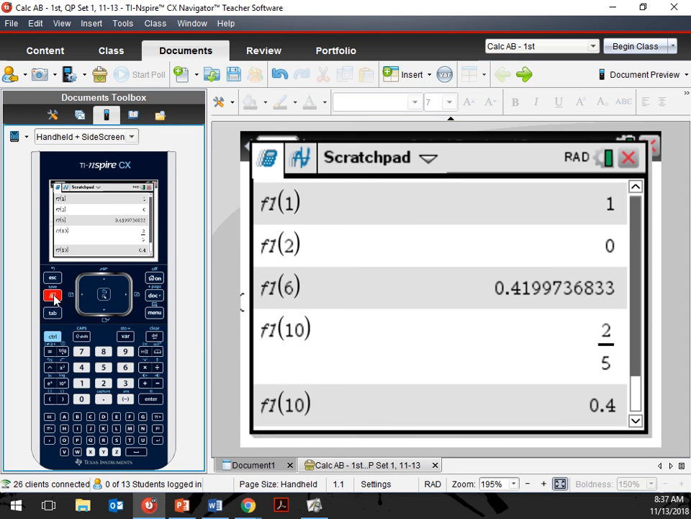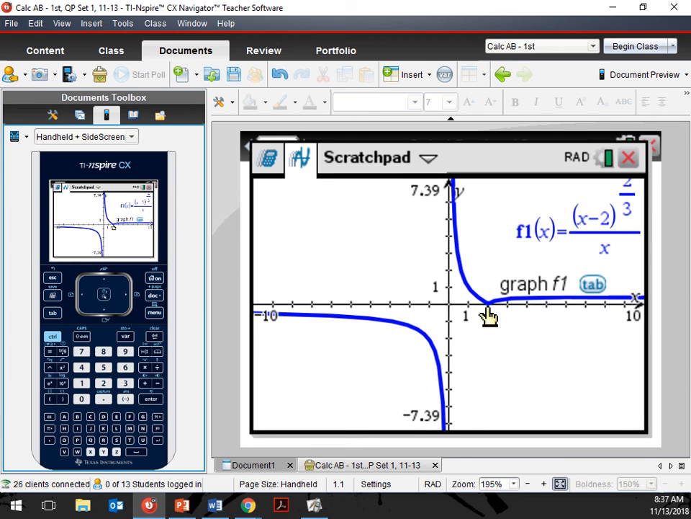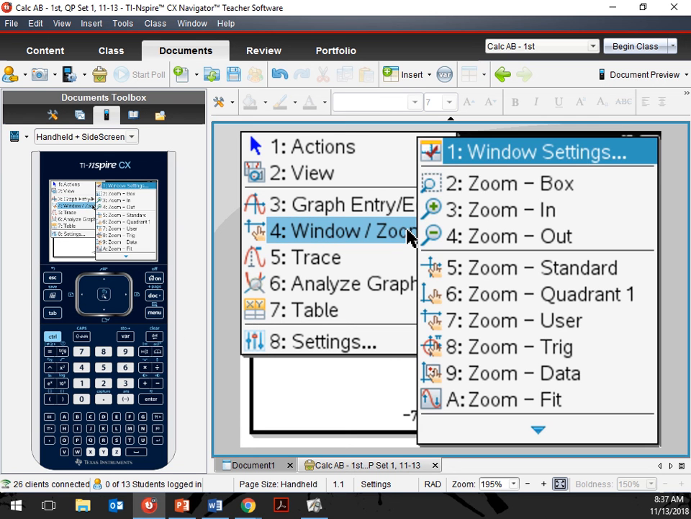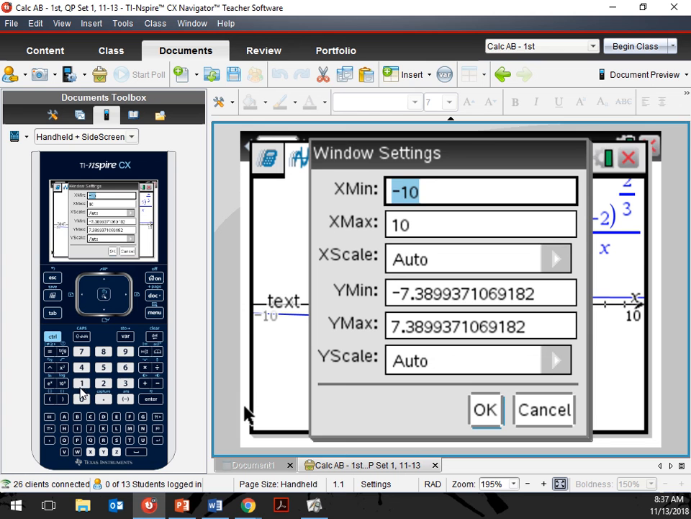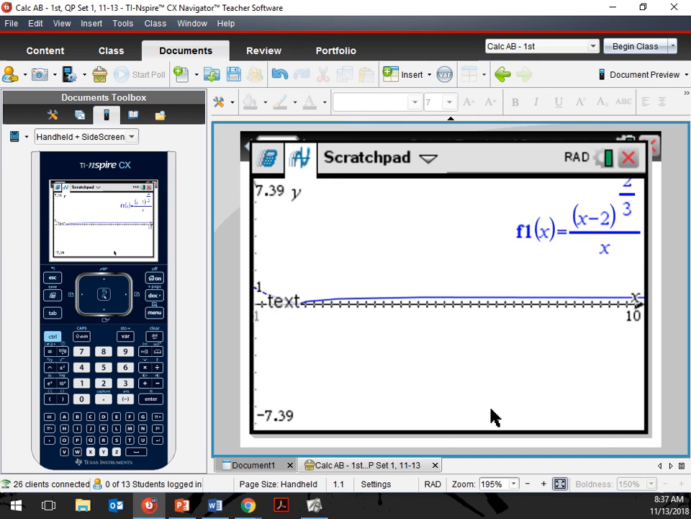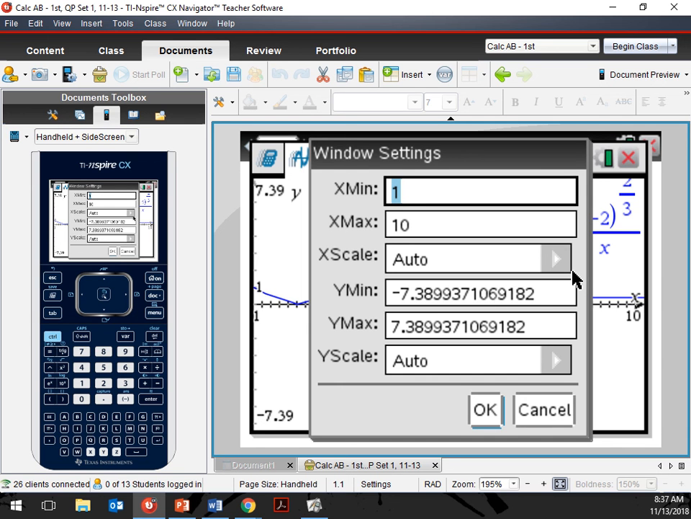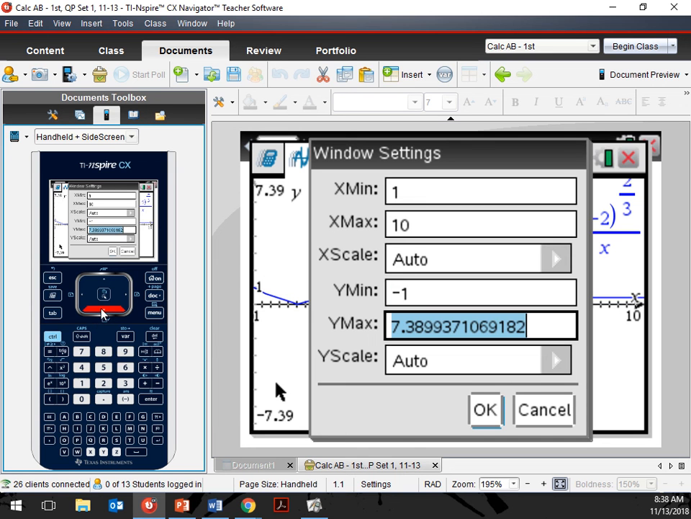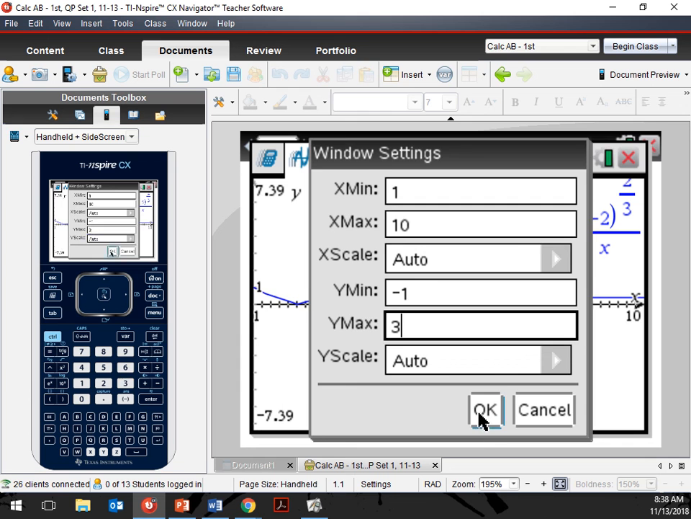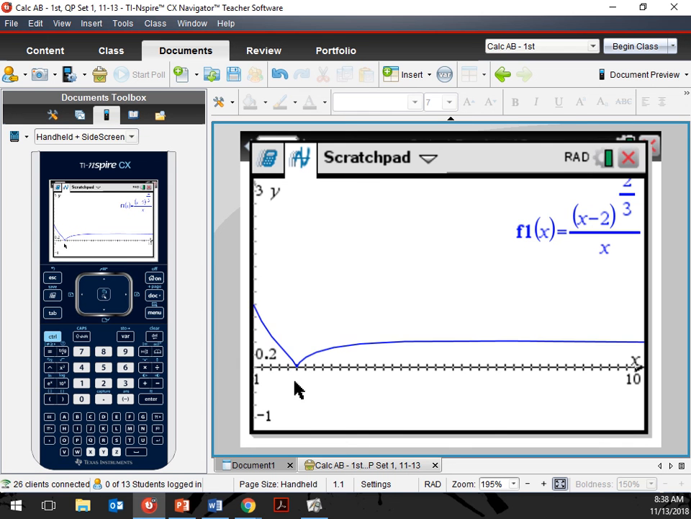Let's go back to the graph. Now, see this right here? It's changing direction right here. This would be a kink in the graph. So I cannot take a derivative at that point. It is a kink of the graph. So let me zoom, setting, and it's going 1 to 10, right? Okay, 1 to 10. I'm going to change my Y values to make it look a little bit better. All right, let's go -1, and let's go 3. There we go. So see this right here, that is a kink.